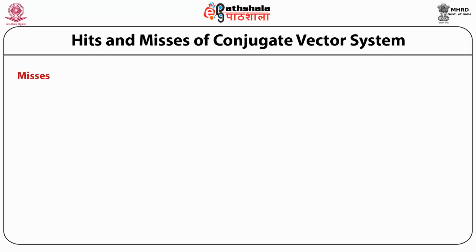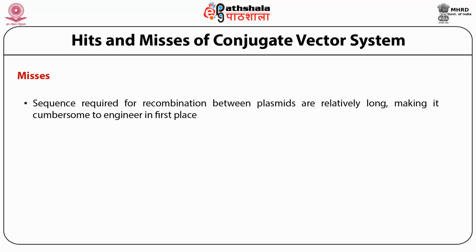So what are the disadvantages of this system? The major disadvantage with this system is that the sequence that is required for recombination is really big. So it is very cumbersome to clone this sequence or to have this sequence in a vector to begin with. And also the eventual plasmid, the conjugate vector system plasmid, is quite big in size. So what happens in that case, the efficiency of transformation into plant cells is reduced because of its size.